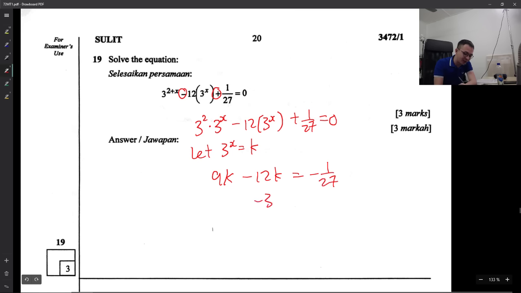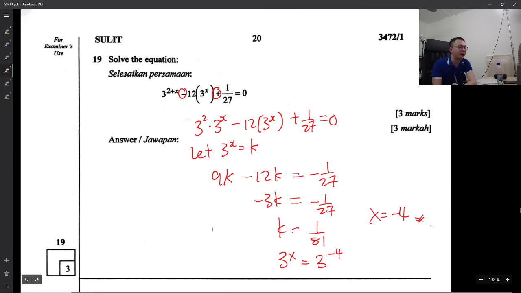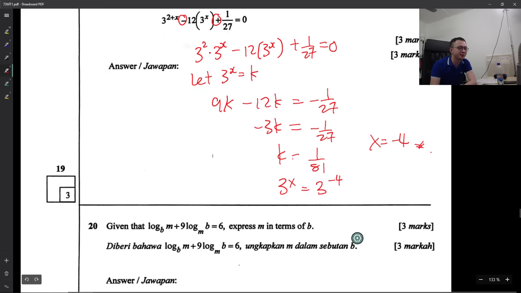So this is negative 3k equals negative 1 over 27. k equals 1 over 81. What is k? k is 3 power of x, right? 1 over 81 is 3 power negative 4. So x equals negative 4. Alright, simple question. I hope you know how to do this kind of question.